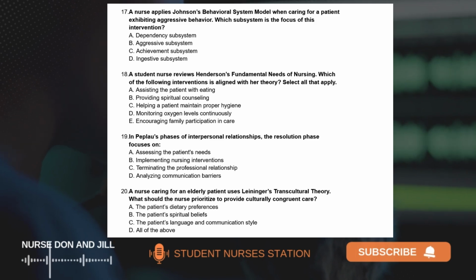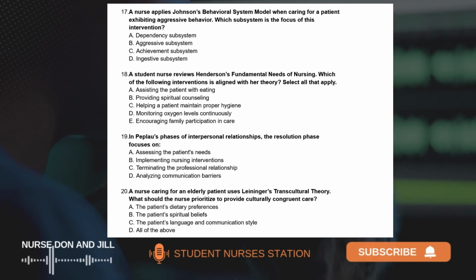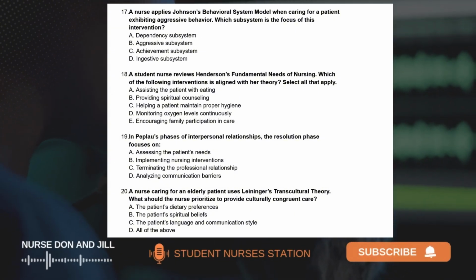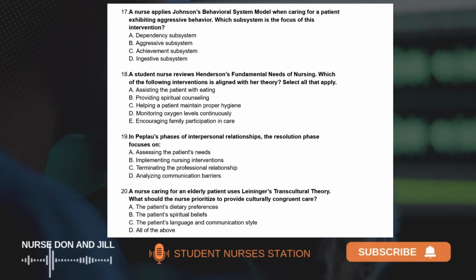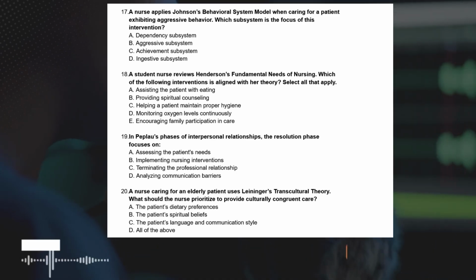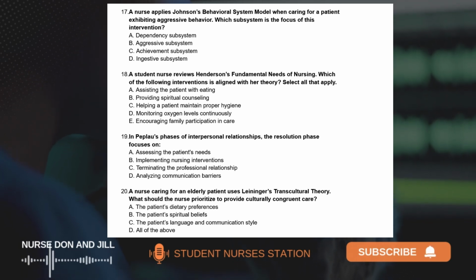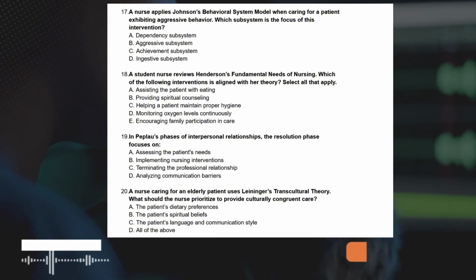So definitely A, assisting the patient with eating. Good one. What else? Henderson also talked a lot about hygiene, so I'm adding C, helping a patient maintain proper hygiene. Excellent. And don't forget about oxygen. So D, monitoring oxygen levels continuously is important too. And we can't leave out E, encouraging family participation in care. That fits with Henderson's holistic view. You got them all, Nurse Dawn. Henderson really emphasized those basic needs and the role of the nurse in helping the patient meet them.